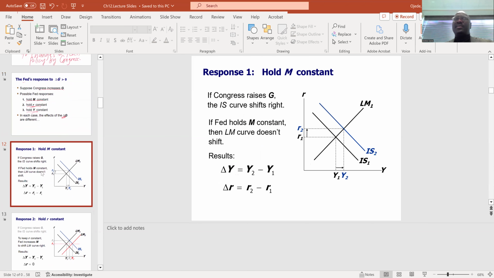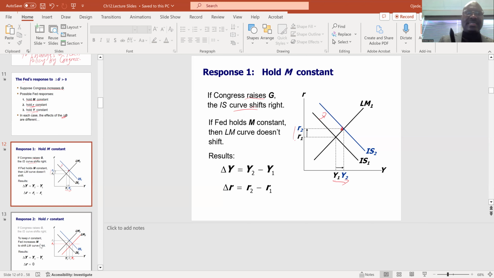In the first case, when Congress decides to raise government spending, increase G, we know that the IS curve shifts to the right. As I said, that's going to lead to an increase in interest rate. The new equilibrium is here. The interest rate is going to rise from R1 to R2, and GDP is going to increase from Y1 to Y2. In this case, the Fed is holding money supply constant. The LM curve does not change, meaning the Fed does nothing, because the Fed thinks whatever Congress has done, raising government spending, is actually good. Maybe it's about time we raise the interest rate and increase GDP. So that's case one.